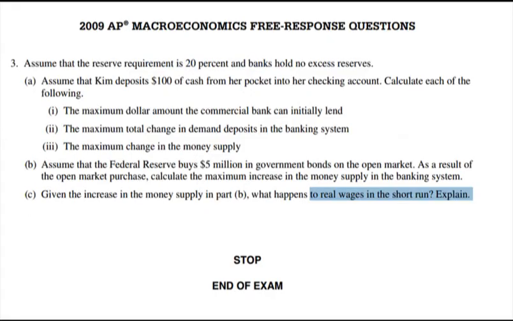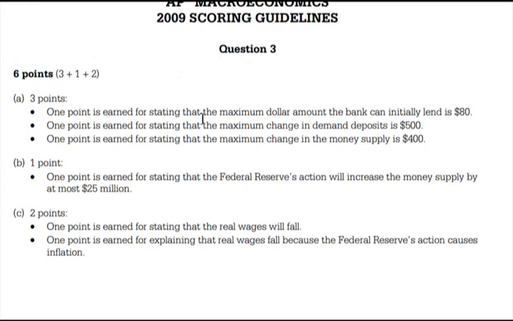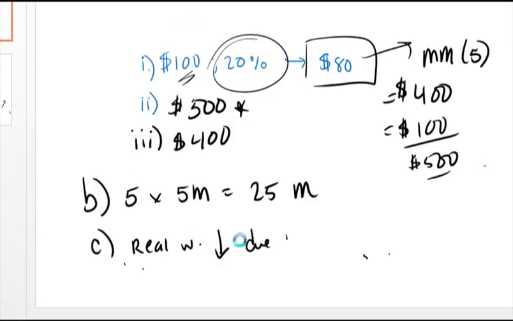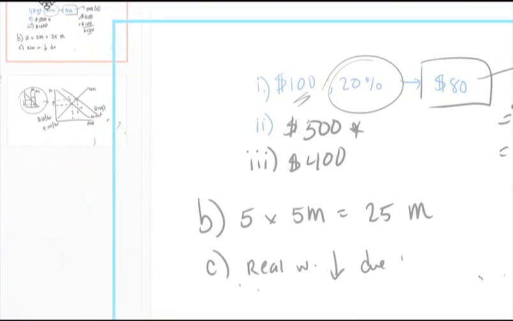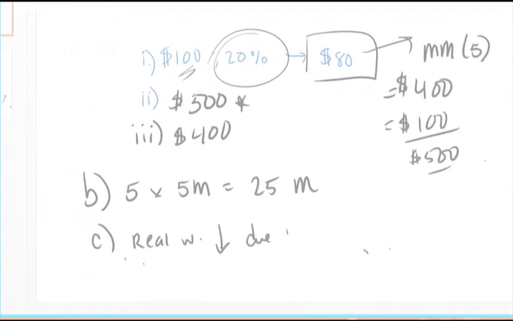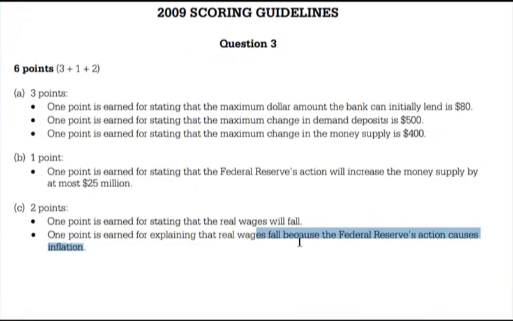So now let's head on over to that rubric. You'll notice that we've got 100, 500, and 400. One point is earned for saying that the money supply will increase by 25 million. One point is just saying that real wages will fall, so that's pretty key. And then lastly, it will fall because the Federal Reserve's actions cause inflation. We just showed that price level increased with our graph. So as long as you're explaining, PowerPoint doesn't seem to be responding right now, but you can see the shadow of what we did over here. As long as you explain price levels increased, and if you want to call that inflation, that's fine.